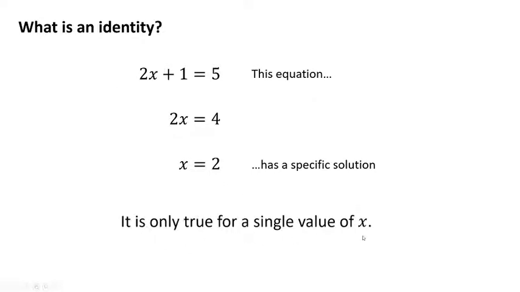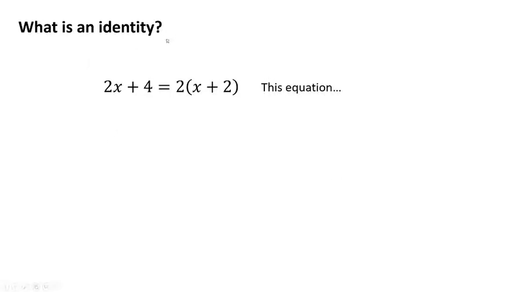So if it's only true for a single value of x, then it's not an identity here. But with this equation, if we go through the process of solving and discover that exactly the same expression is on one side of the equation versus the other, then we'll eventually subtract off 4 from both sides. We'll get 2x equals 2x. We'll perhaps subtract 2x from both sides.